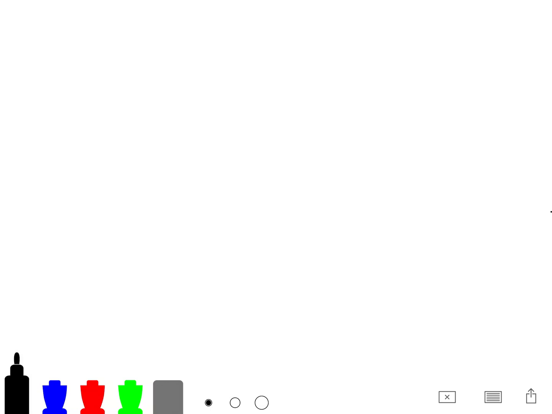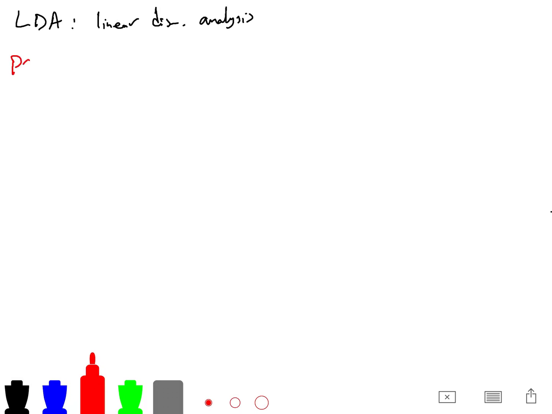Before I talk about Wasserstein discriminant analysis, its root is from linear discriminant analysis. So let's just review linear discriminant analysis.